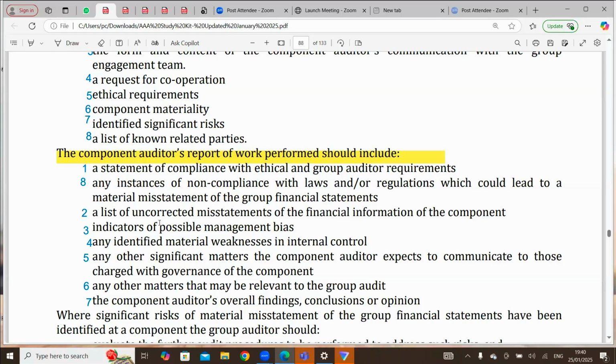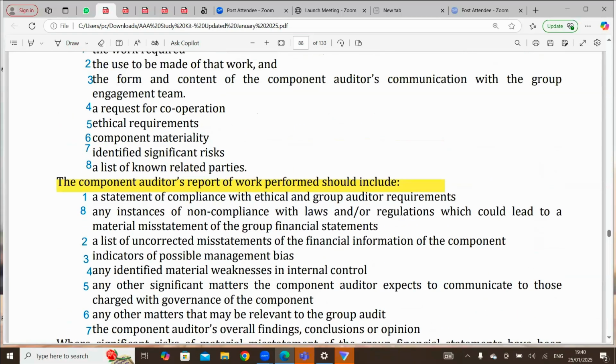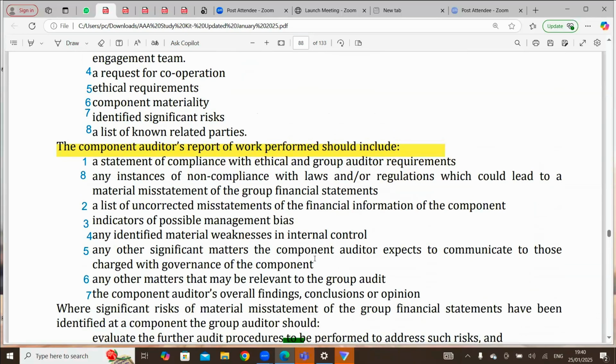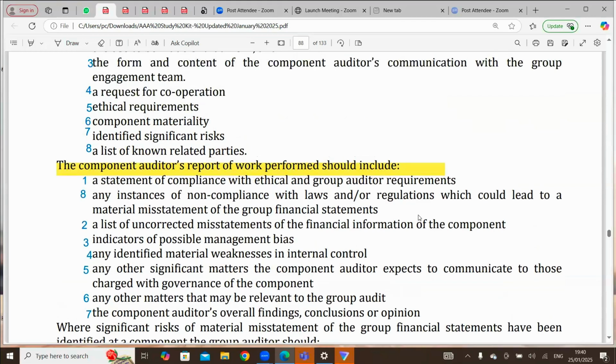Okay. Then we have any identified material weaknesses in internal control. Those ones too are also under identified significant risk. Then we have any other matter that may be relevant to the group audit. He must bring it to the attention of the group auditor. And then the component auditor's overall findings, conclusions, and opinions.